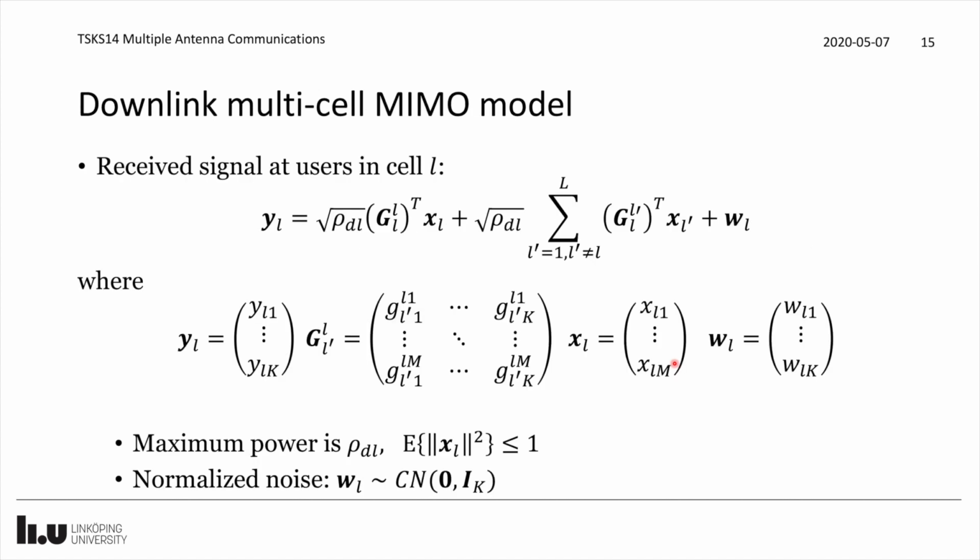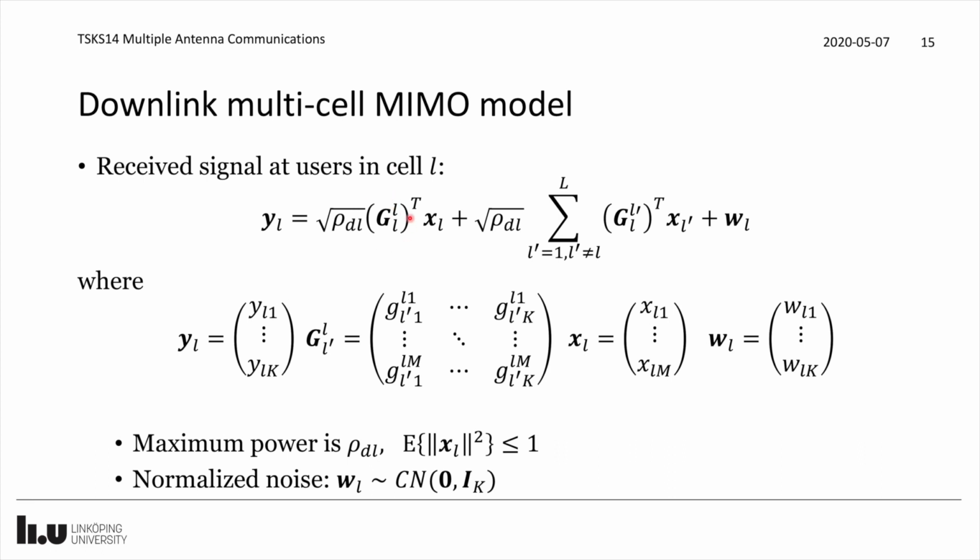Let's now look at the downlink. We are considering the received signal at the users in cell L. That is a vector, YL, containing YL1 to YLK. So these are the received signals at users 1 to K in that cell. It contains, once again, three different parts. The first part here is the transmission of signals from my base station to the users in my cell. So here we have rho downlink, which is the maximum transmit power. We have XL, which is a signal vector transmitted from that base station, containing XL1 to XLM. And if we take the squared norm of that and compute the expectation, it should be smaller or equal to 1, to say that we are not using more than this maximum power rho downlink.